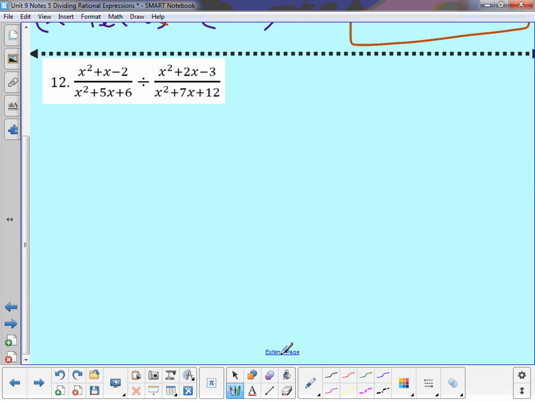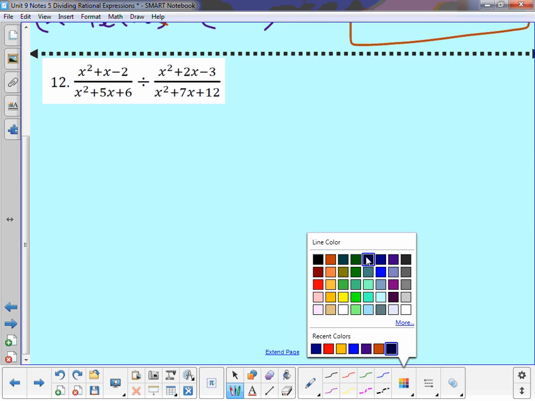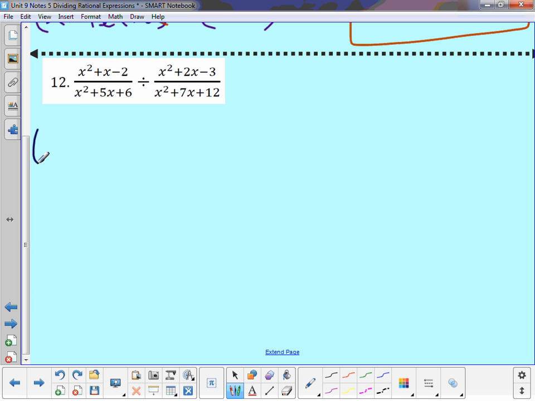So let's take a look at number 12. So for number 12, it looks really intimidating, but all you're really doing is just factoring, factoring, factoring. Okay, so let's factor that first one. So we're multiplying to negative 2 and adding to 1. So I'm going to do that as x plus 2, x minus 1. That should look like a minus 1.